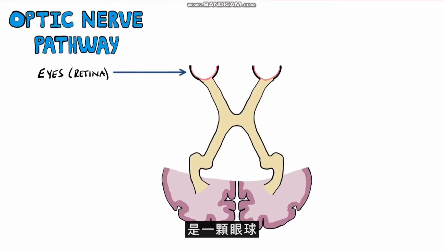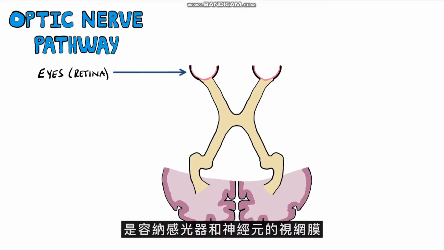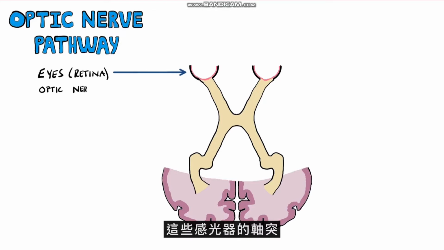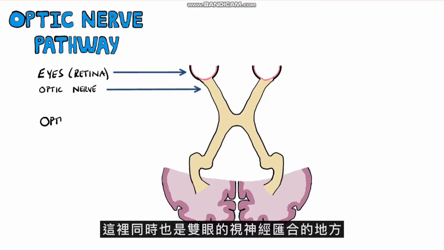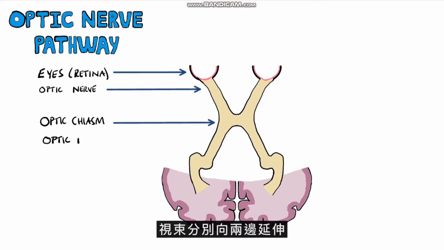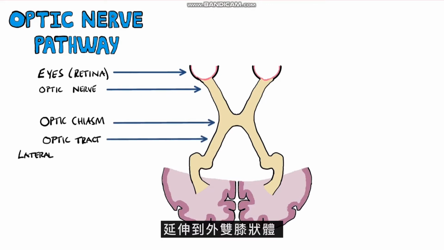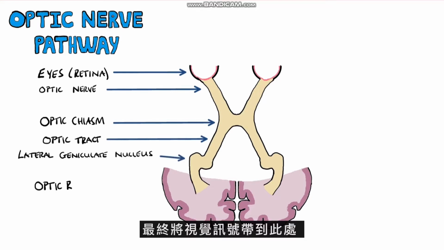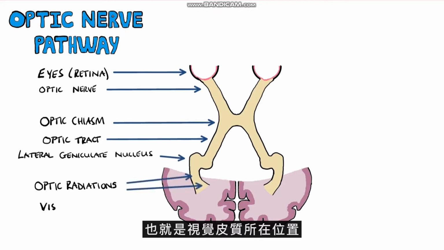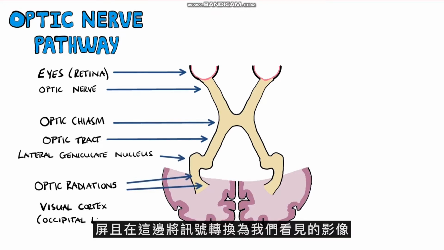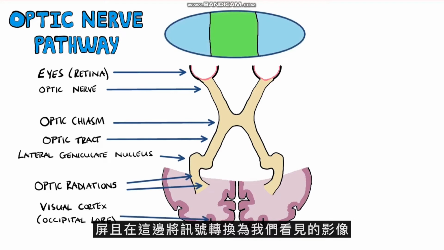Here we have the eyes, more specifically the retina that houses the photoreceptors and the neurons. The culmination of the axons of these photoreceptors form the optic nerve, which then runs posteriorly to reach the optic chiasm, which is where the optic nerves from both eyes meet. From there, we have the optic tracts on each side, leading into the lateral geniculate bodies, followed by the optic radiations that ultimately take the signal to the occipital lobes, where the visual cortex is located and the signal is processed into an image that we see.